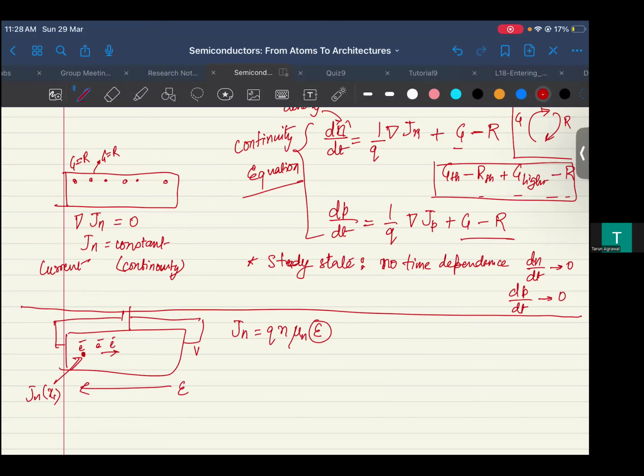I saw in the continuity equation that I need that Jn at every x. So then how do I calculate this E, which is x dependent? Because I am only applying the V, which is the outside voltage. But how do I know where the internal field is coming from? Where is it coming from?